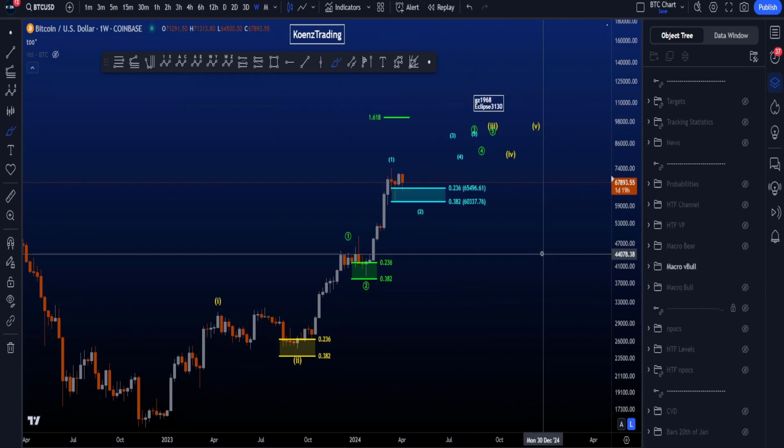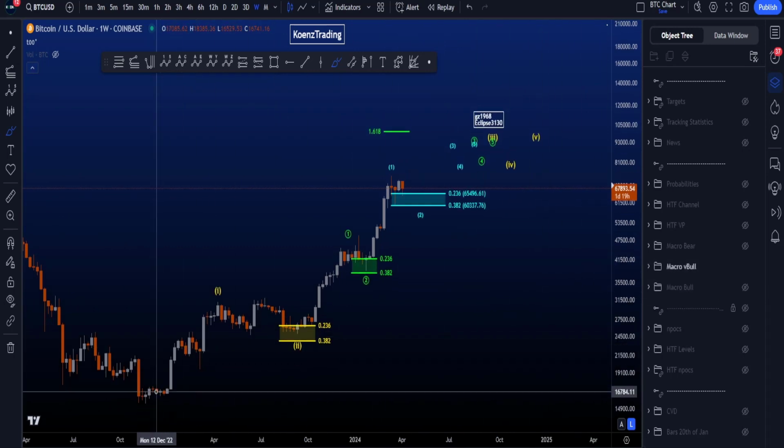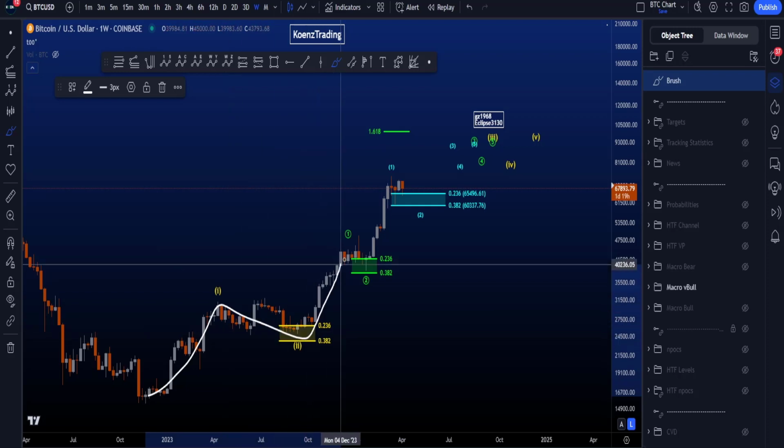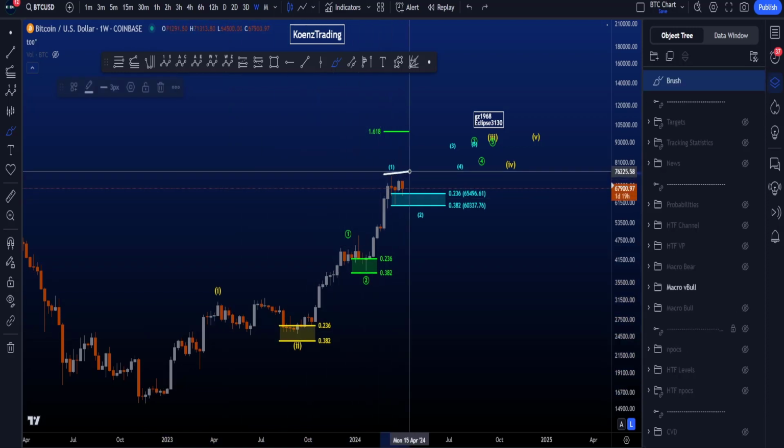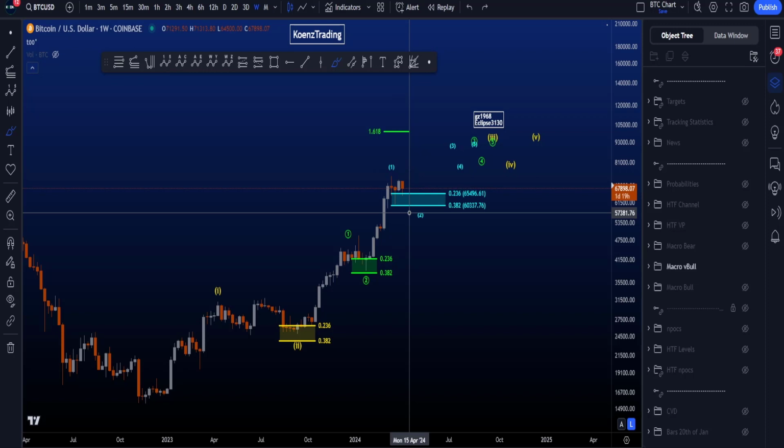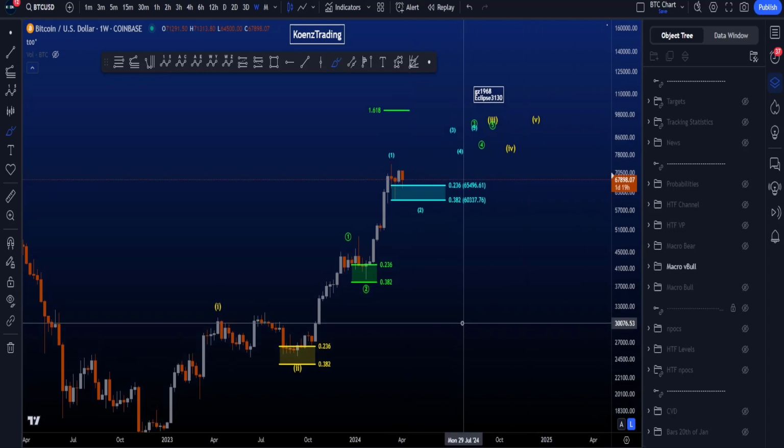The second bullish scenario, the very bullish scenario, is a triple 1-2. We have the same double 1-2 over here, but now the current range that we're forming is the third wave 2 in this particular scenario.